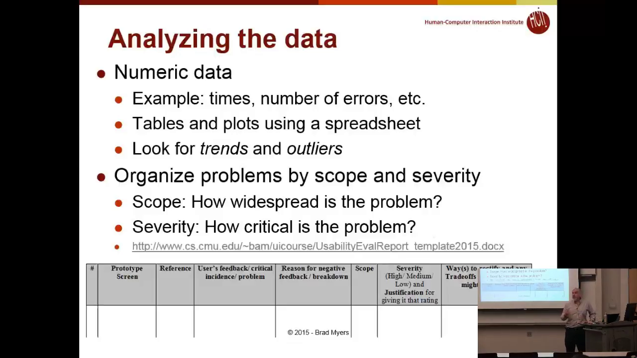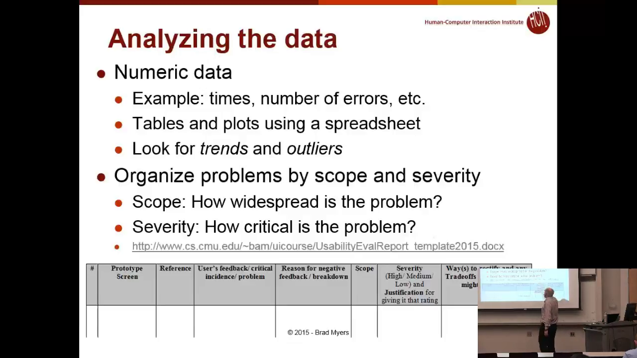For the usability problems, you're going to try and organize them by severity and scope. So scope means how widespread is this problem? Is it just on this one page, in this one input box, or is it really pervasive throughout our whole interface? Is it the overall architecture that we designed, or is it just this one prompt that needs to be fixed?